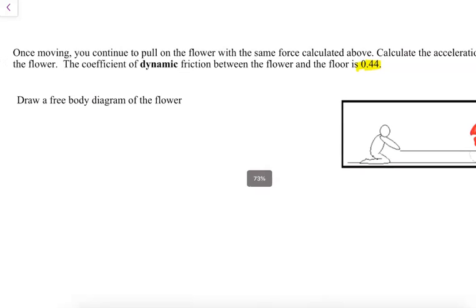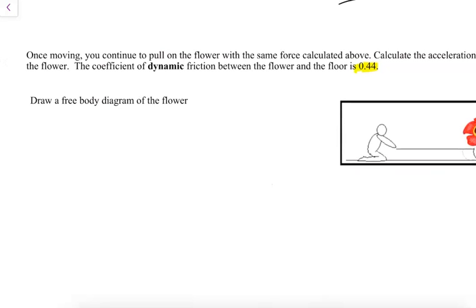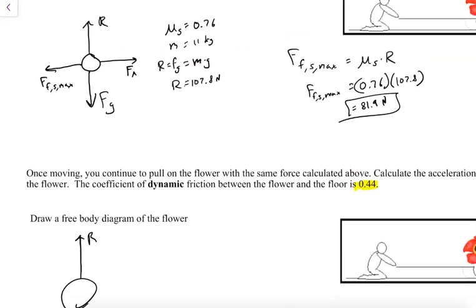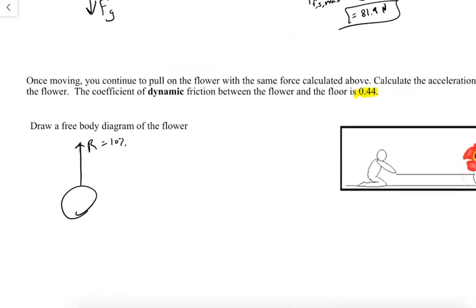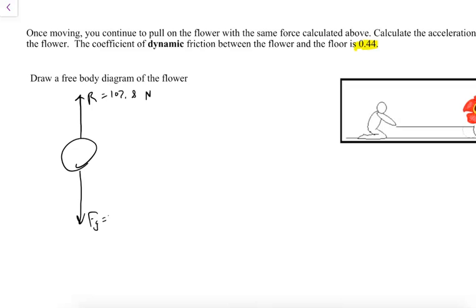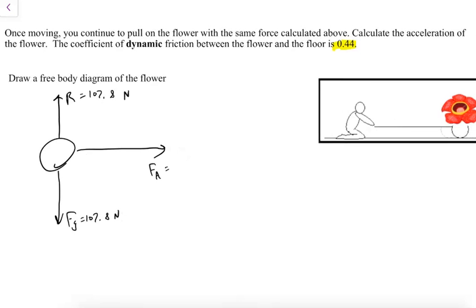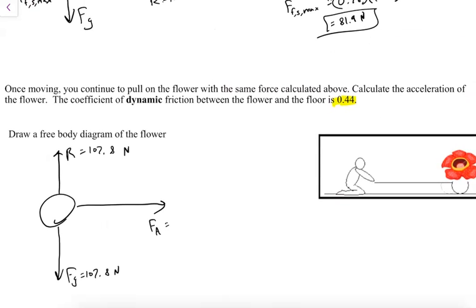So let's do our example, draw a free body diagram. I'm going to start you off with a free body diagram, and I'm going to let you do this problem on your own, and then we'll revisit. I guess I've been a sphere before. Let's be a sphere again. So I have my R. Good news is I already know my R value. It's 107.8. Similar to how I like to draw values on my other diagrams, I do the same thing here. And it says, I am continuing to pull the flower with the same force calculated above. That's my 81.9. So I would say this is 81.9 newtons.